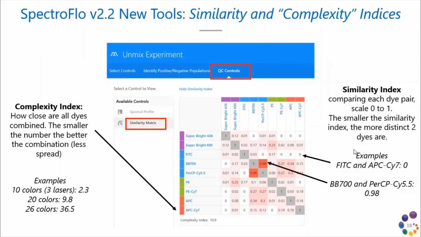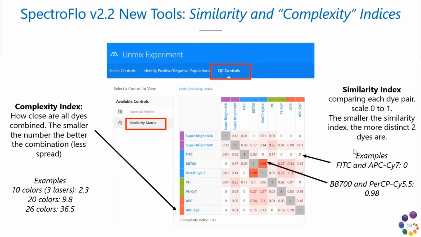This index is an overall metric for the entire panel and gives you a relative number that tells you how close all of the dyes in the panel are together. The smaller the number you are able to achieve, the better the combination and the less spread you will see in your data. Let's look at a few examples. You might be able to make a 10-color panel on a 3-laser system using mainly non-tandems and dyes with low amounts of spread into each other and get a complexity index of 2.3. Say you then add 10 more dyes to your panel to get to 20 colors, you might get a complexity index of 9.8. If I add another 6 colors, I could get a complexity index of 36.5.